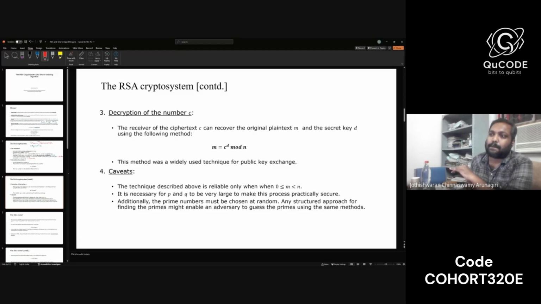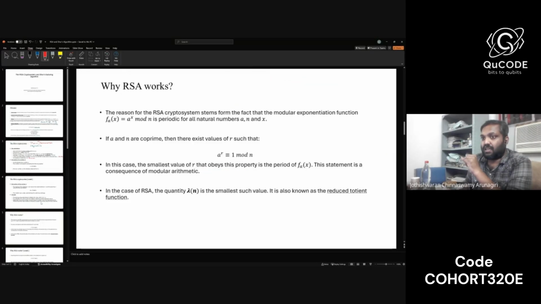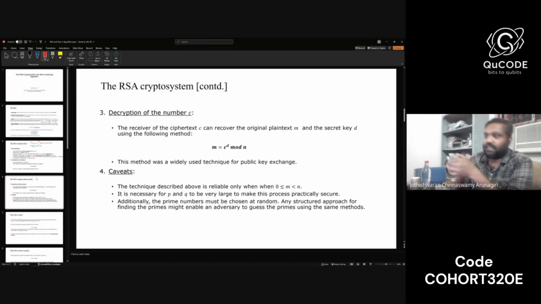And for this technique to be practically secure, the numbers P and Q need to be very large. How large? Again, I'll come to it later. Additionally, P and Q are prime numbers. The distribution of prime numbers is actually not known. Like how they are distributed in natural numbers, it is still an open problem.